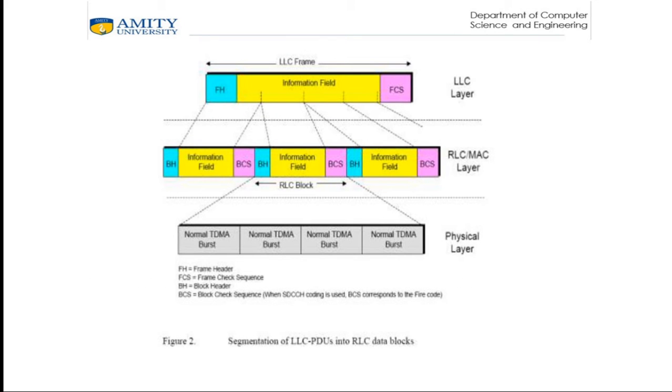This is the segmentation of LLC PDUs into the RLC data blocks. We can see there is an LLC frame which has three parts. Then we have the RLC block. Then we have the physical layer. So the LLC layer is on the top, then we have the RLC/MAC layer, then the physical layer. So we proceed to the next.